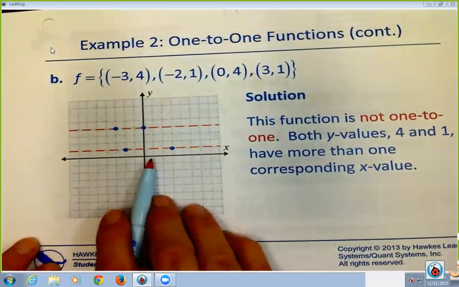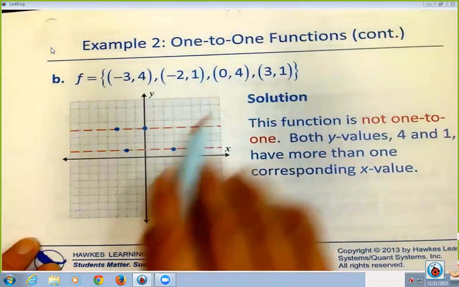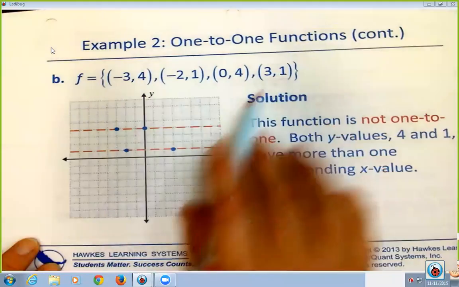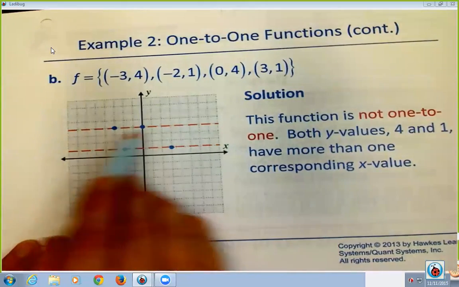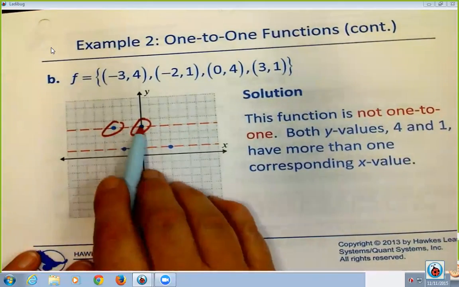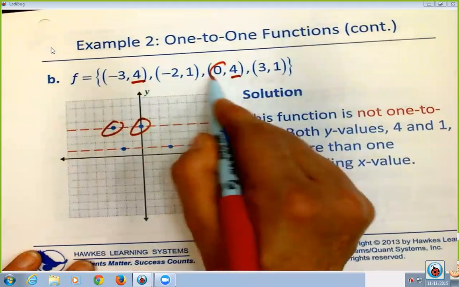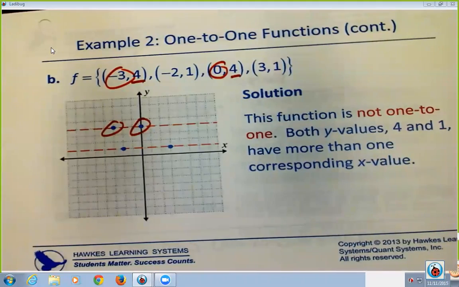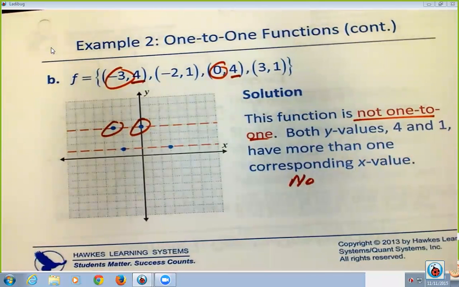So then if we look at another graph of this one that's plotting points, so if I just plot negative 3 up 4, and I plot negative 2 up 1, and I plot 0 up at 4, and I plot 3 up at 1, and I do my horizontal line test, what happens is it's at two spots. Notice how it's touching here and touching there. Or if you look at your points, 4 and 4 are associated with two different x's. So therefore, it's not one-to-one. So you would say no if you were looking at this one as a graph and what you were picking out of it.